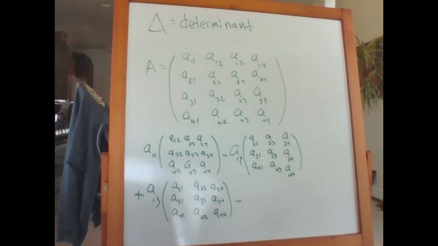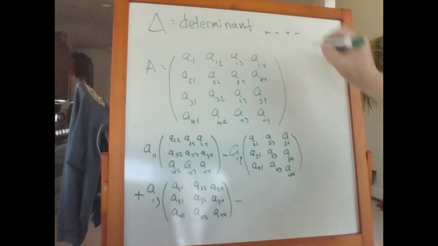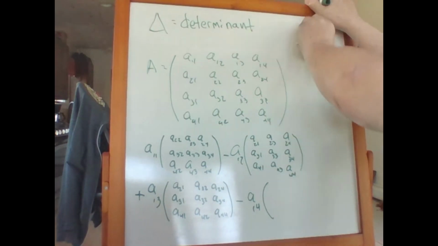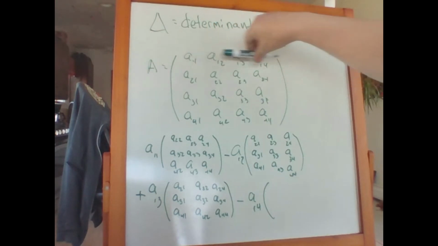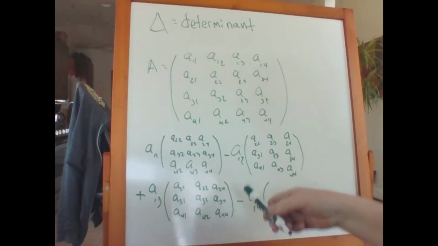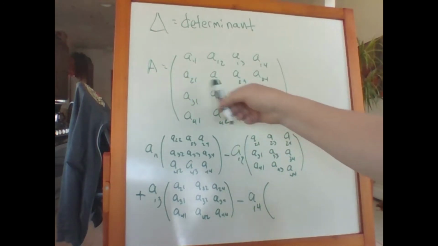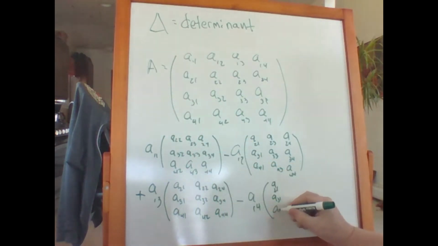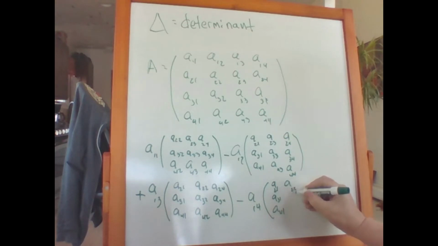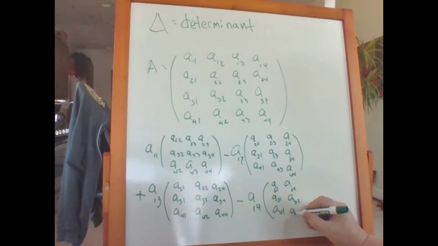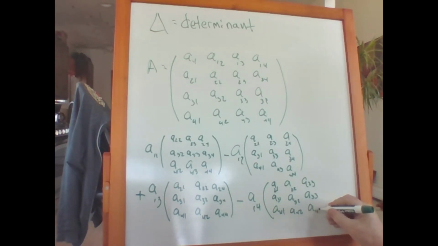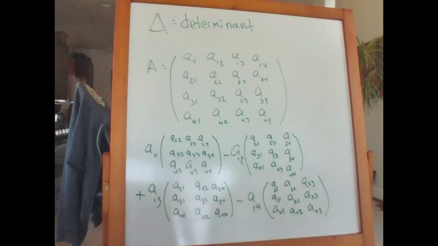And now we're in our last, it's minus, because we're alternating plus, minus, plus, minus. So we got an A14, and we're looking for the minor of A14. So the minor of A14 is this. We don't take any of those. They all become scalar multipliers, and this column. So we're left with those six there. So we have A21, A31, A41, A22, A32, A42, and A23, A33, and A43. And that's all. We only need four minors.